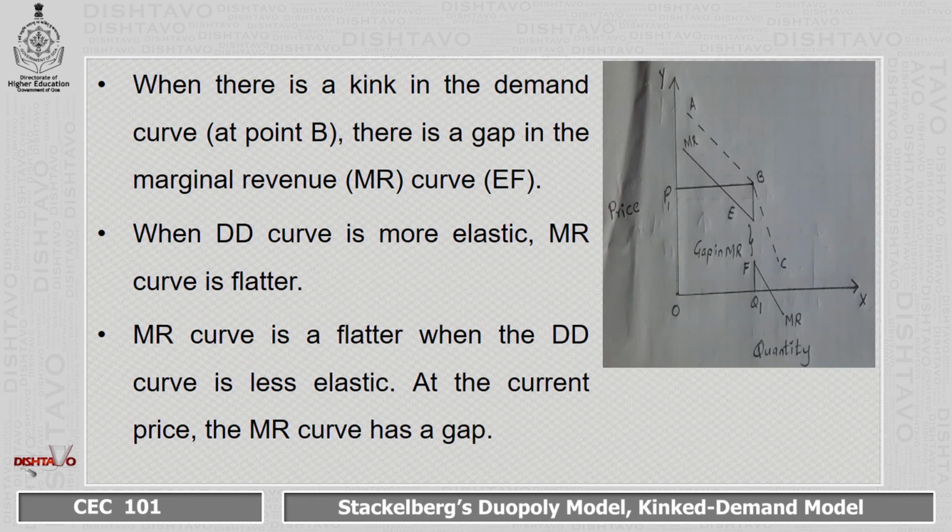When there is a kink in the demand curve, a bend at a point B, there is a gap in the marginal revenue curve. The gap is EF. When the demand curve is more elastic, the MR curve is flatter. The MR curve is flatter when the demand curve is less elastic. So at the current price, the MR curve has a gap.